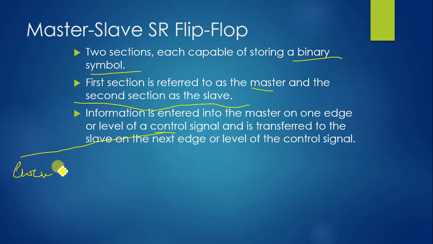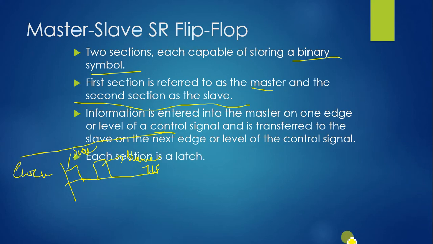That means when one pulse is given as an input, then on the second pulse, which is called a storage mode, the second pulse will transfer this data to the slave. If you continuously give pulses, the more slaves are connected, the more information is passed. Each section is basically a latch.